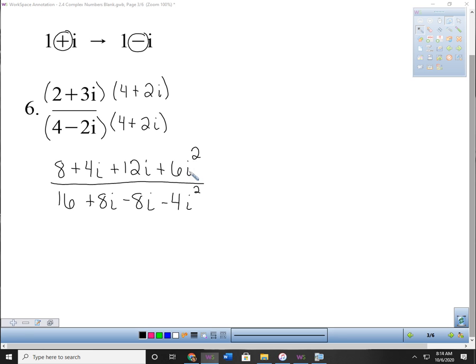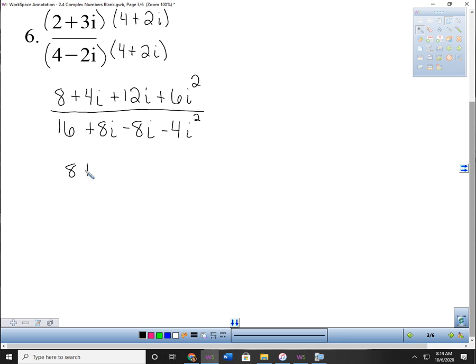Now, essentially, all it's going to do is change the sign of this, right? If this is negative 1, it just changes the sign of this. So that would give me 8 plus 4i plus 12i minus 6. Same thing on the bottom: 16 plus 8i minus 8i plus 4. So you're literally just going to change this back number's sign.